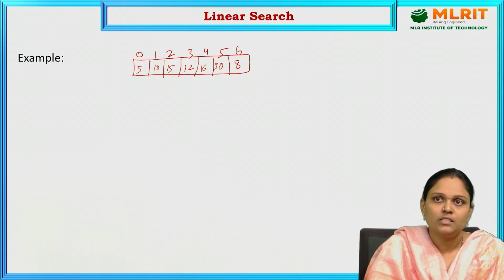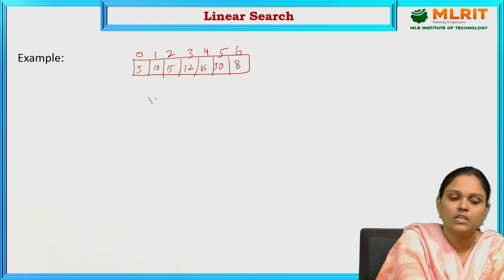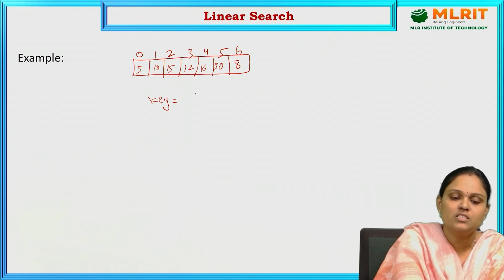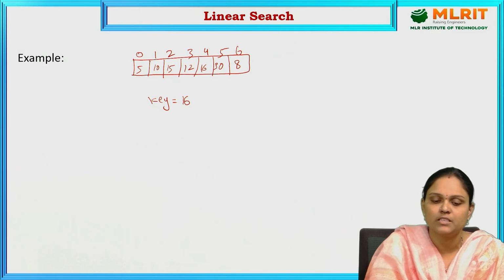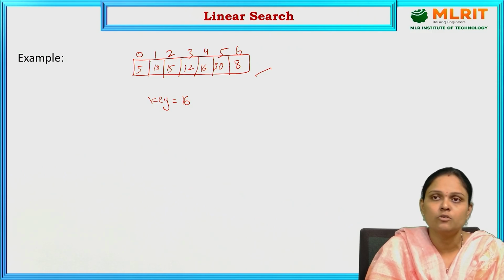Consider the key element that I want to search, the target element, the element which you want to search. I am taking it as a key. So the key value, I want to search this 16 element. I want to find the index position of this 16 element in this particular array. So we need to find whether the element is present or not. If it is present, in which index position it is present.